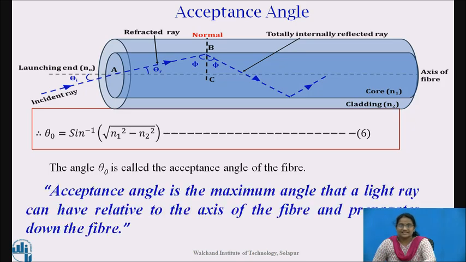So, we can define the acceptance angle as the maximum angle that a light ray can have relative to the axis of the fiber and still propagate down the fiber. Thus, only those rays which are incident on the face of the fiber making angles less than theta 0 will undergo repeated total internal reflections and reach the other end of the fiber. Obviously, a larger acceptance angle makes it easier to launch light into the fiber.